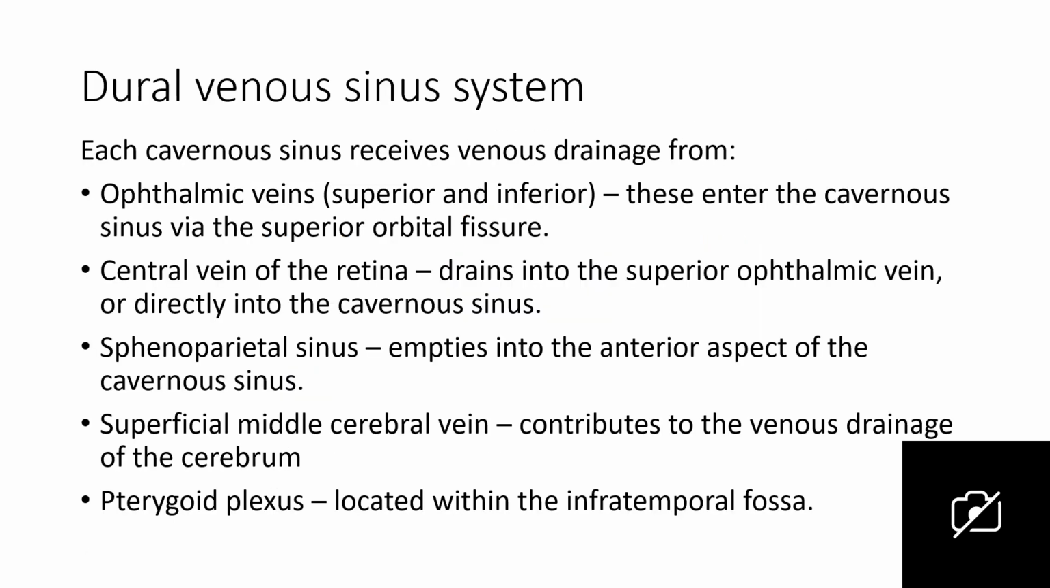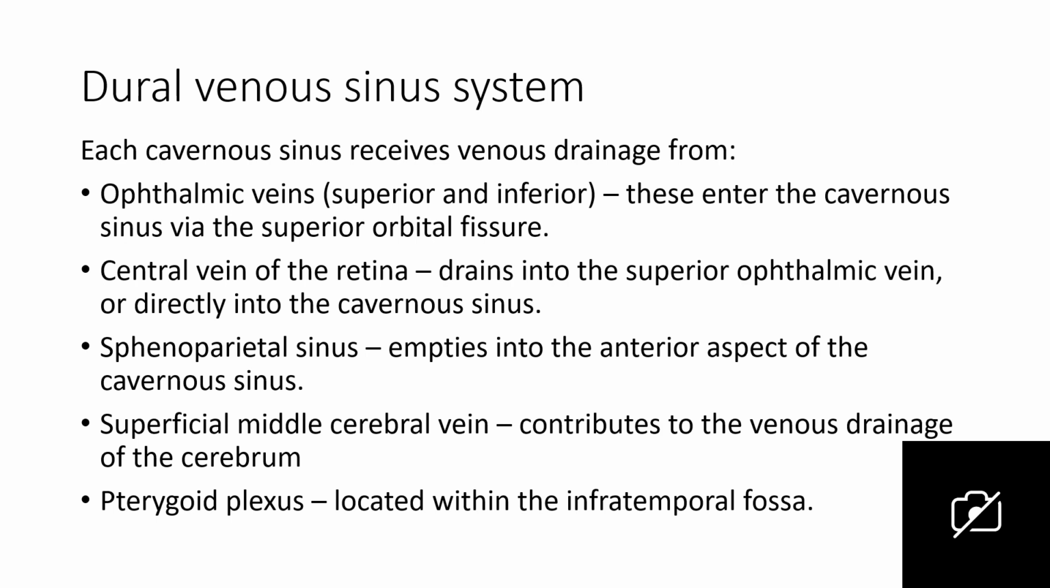Now, let us look at the dural venous sinus system. Each cavernous sinus receives venous drainage from the ophthalmic veins, the superior and inferior. These enter the cavernous sinus via the superior orbital fissure. Then you have the central vein of the retina, which drains into the superior ophthalmic vein or directly into the cavernous sinus.